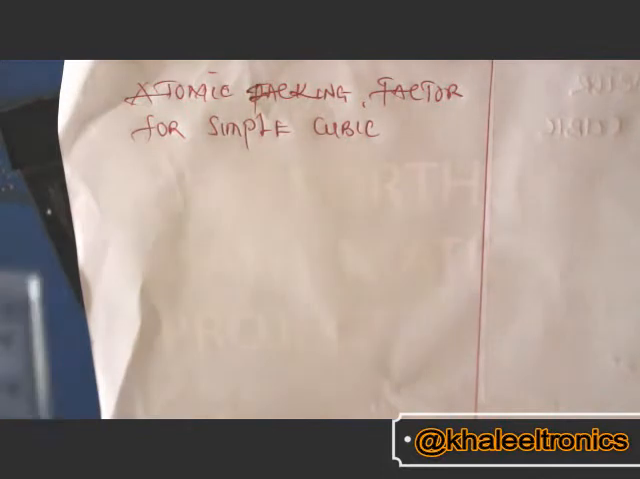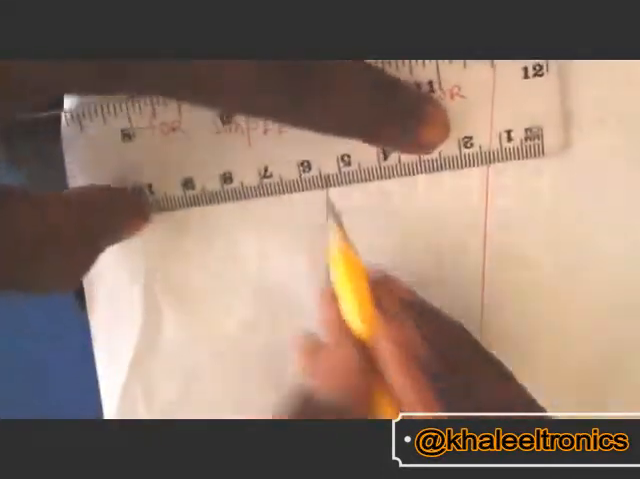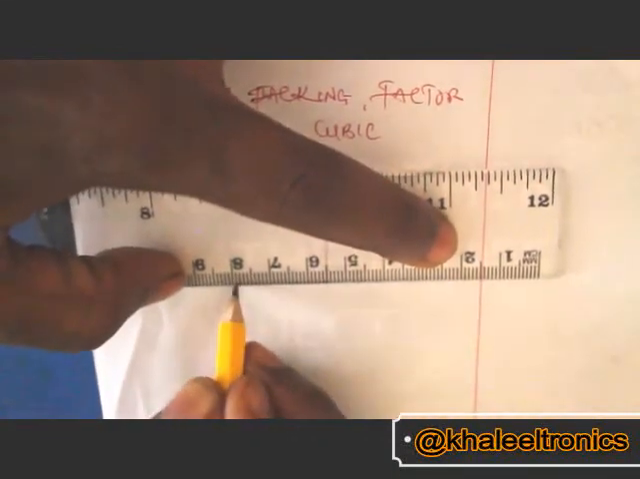My name is Khaleel. So today we are going to find the atomic packing factor of simple cubic structure. It's very simple. What you need to do is to draw the crystal structure. To draw a crystal structure is like this, something like a cube.